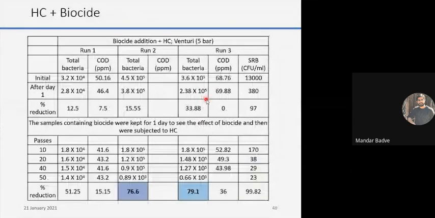And this was with biocide. Here the samples containing biocide were kept for 1 day to see the effect of biocide, and then were subjected to hydrodynamic cavitation, right? What we observed is that after 1 day, almost 97% reduction was observed in the sulfate reducing bacteria as well, but the total bacterial count reduction was only 34%. But in the case of biocide alone, it's only 16%, right? Which we increased up to 75 to 80%, right?